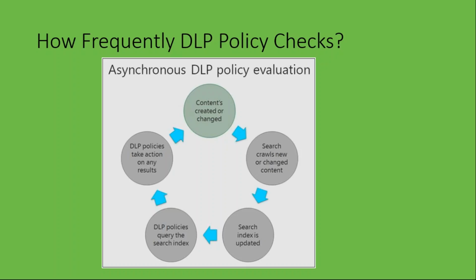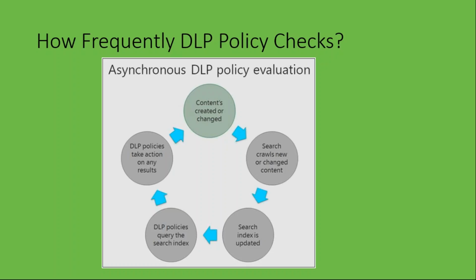As we know, the process is that initially a user uploads a document in a library. Then after some time, as per the search incremental crawl schedule, the document is crawled by search. And after the crawl, the document is indexed. The index is updated. Search extracts the data and the permission from that content so that it can be searched. It also extracts the sensitive information from that indexed content.